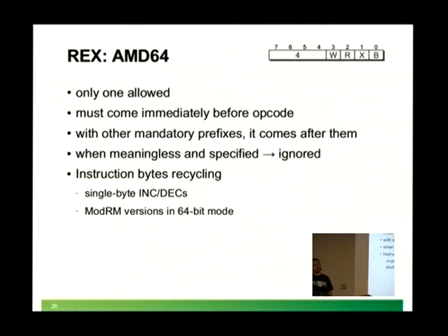That's why REX is like a full set of 16 prefixes. Okay, it must come immediately before the opcode, so you can have other prefixes, then REX, and then the opcode. And when it's specified but doesn't mean anything, it's just ignored. Yeah, and this is what I was explaining. So you have to recycle some instruction bytes so the decoder can recognize it. So you kill the single byte inc and dec, and in 64-bit you use the ModRM versions.